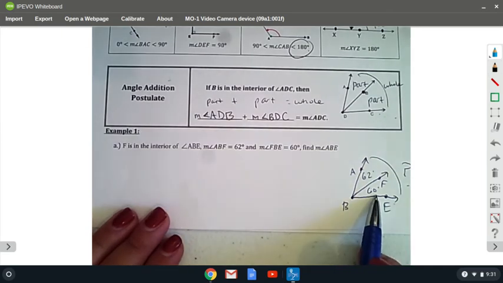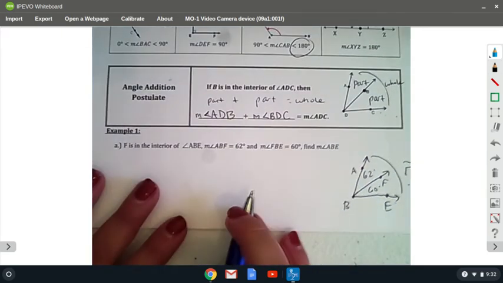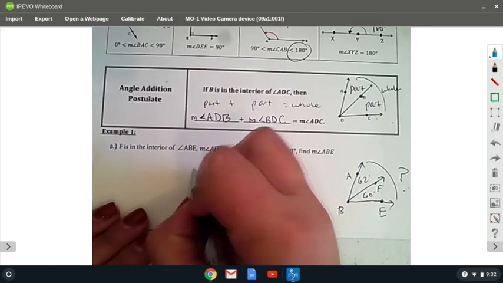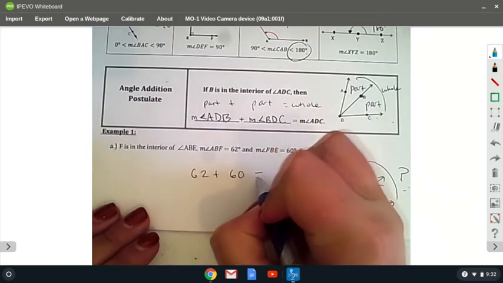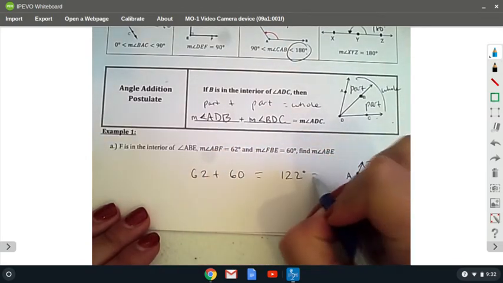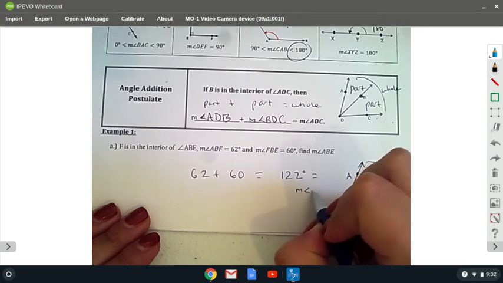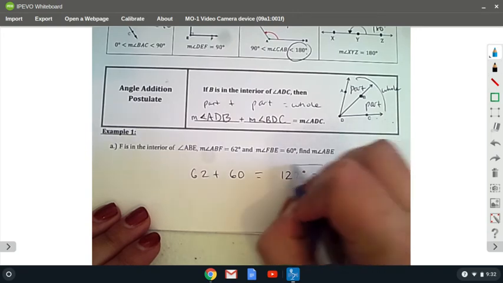So we have two parts that they gave us. They want us to find the whole. We just have to add our two parts together to find the whole. So 62 and 60 gives me 122. That is equal to the measure of ABE.